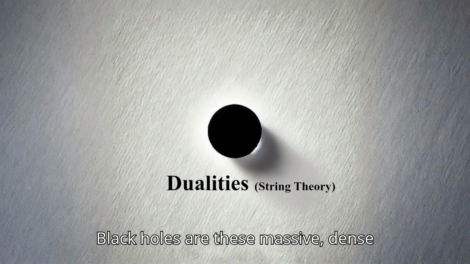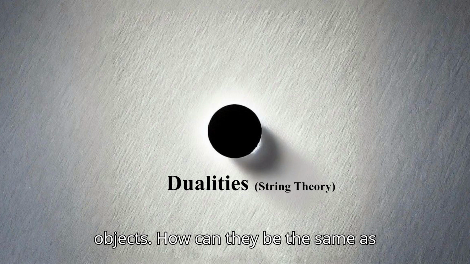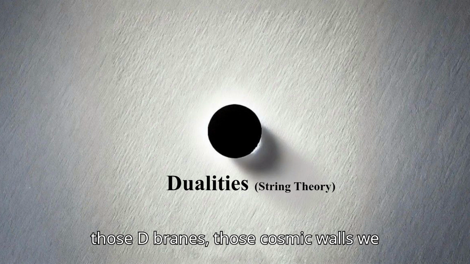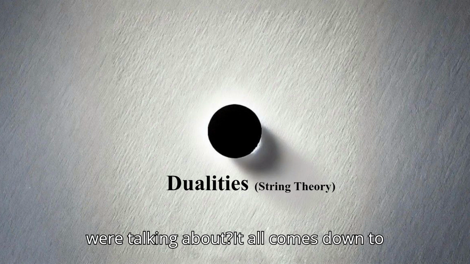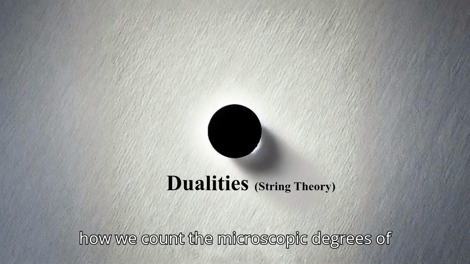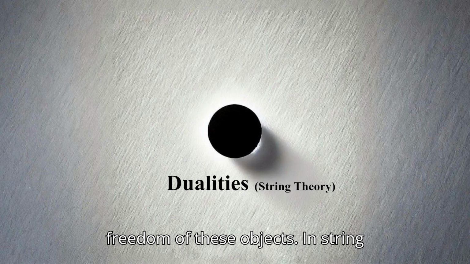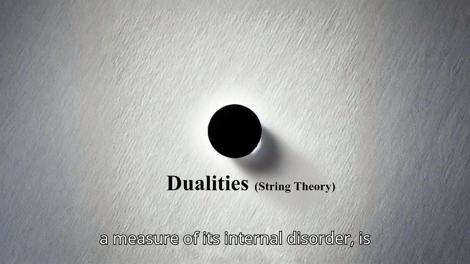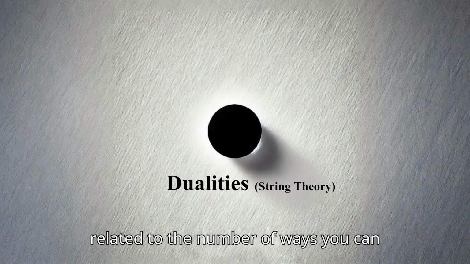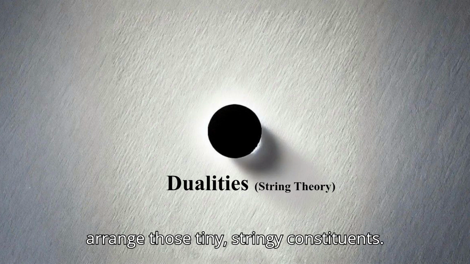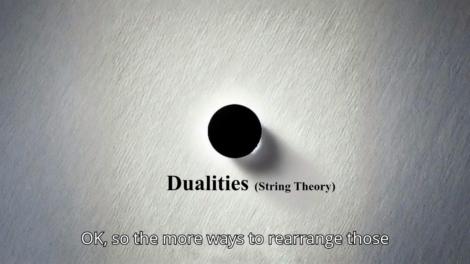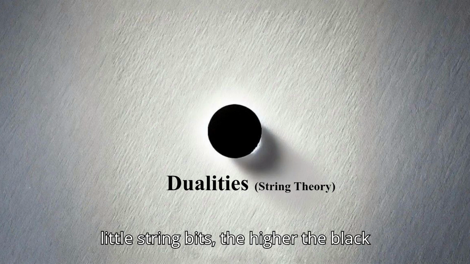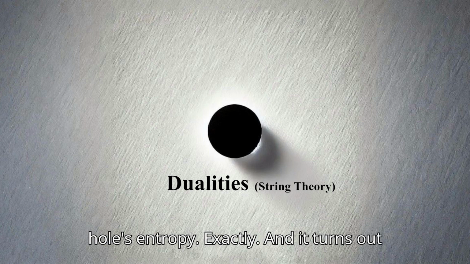Black holes are these massive, dense objects. How can they be the same as those D-branes, those cosmic walls we were talking about? It all comes down to how we count the microscopic degrees of freedom of these objects. In string theory, a black hole's entropy, which is a measure of its internal disorder, is related to the number of ways you can arrange those tiny stringy constituents. Okay, so the more ways to rearrange those little string bits, the higher the black hole's entropy.